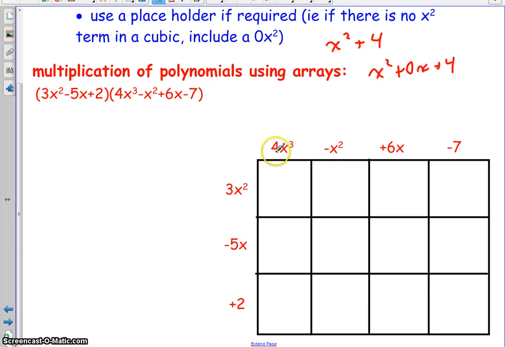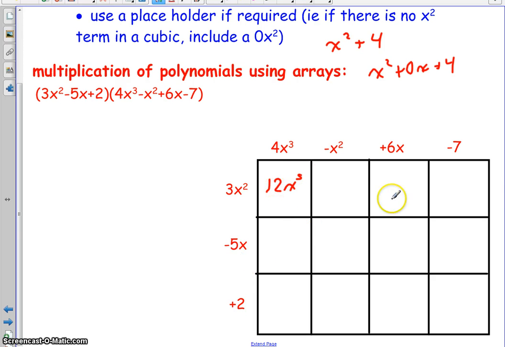So let's first deal with the coefficients. 4 times 3 gives me 12, and x cubed times x squared, if you're multiplying powers of the same base, remember from grade 9, you would add the exponents. Okay, so x cubed times x squared would give me x to the exponent 5.